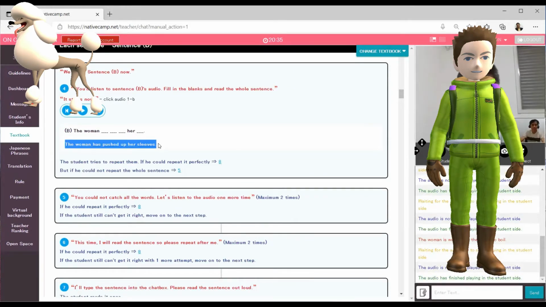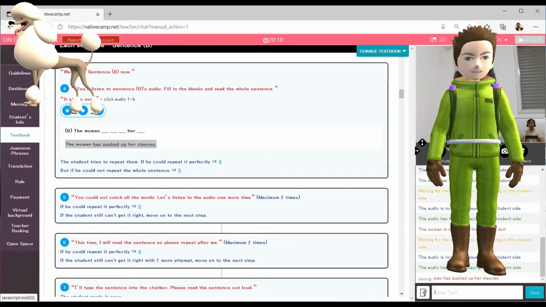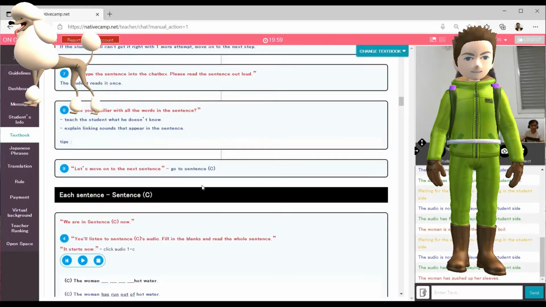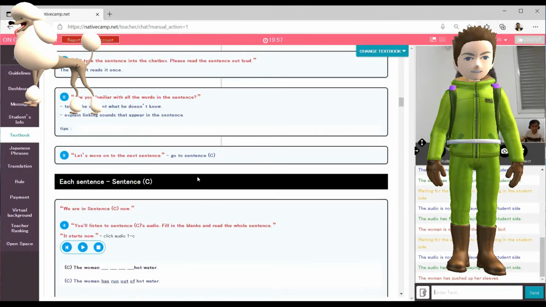Has pushed her sleeves. Say that again, the woman. The woman has pushed up her sleeves. Sleeves, yes. Has pushed up her sleeves. That's right. Please check the words in the sentence. Is everything clear in this sentence? Very good. Now let's move to the next sentence, let's go to sentence C.